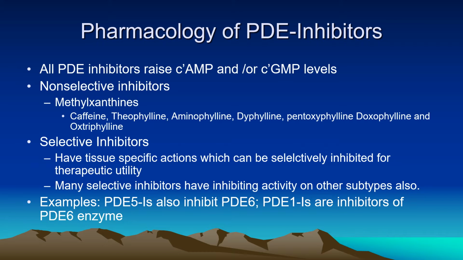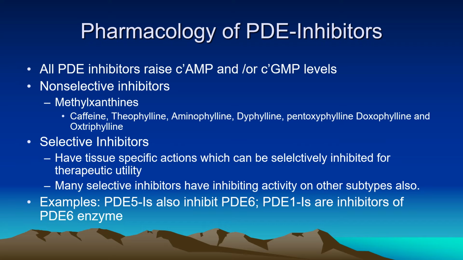Among the non-selective inhibitors, methylxanthines are age-old medicines: caffeine, theophylline, aminophylline, diphylline, pentoxyphylline, doxophylline, and oxyphylline. Theophylline is a prototype, and this is a non-selective inhibitor having therapeutic utility as well as adverse effect profile because of elevation of cyclic AMP level. Now, selective inhibitors are drugs which inhibit tissue-specific enzymes. Therefore, they have selectivity of action and they will be more utilizable clinically in certain specified situations. This will be discussed later.